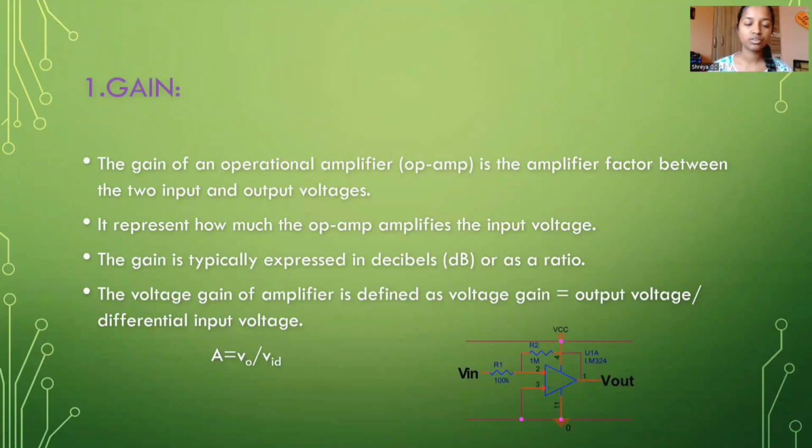The voltage gain of an amplifier is defined as output voltage divided by differential input voltage. Here, output voltage is denoted as VO, differential input voltage as VID, and voltage gain as A. So this is the equation of voltage gain of an amplifier.